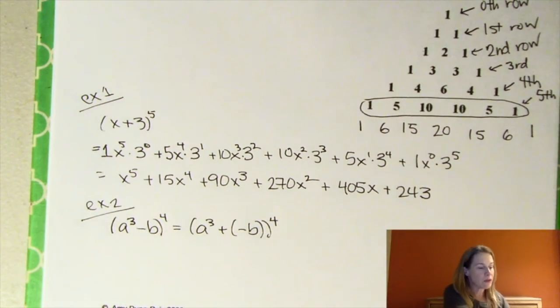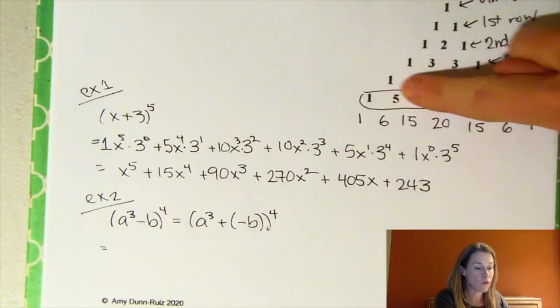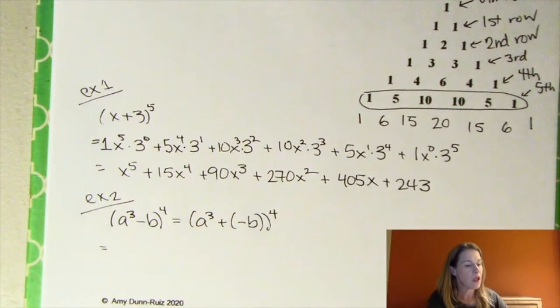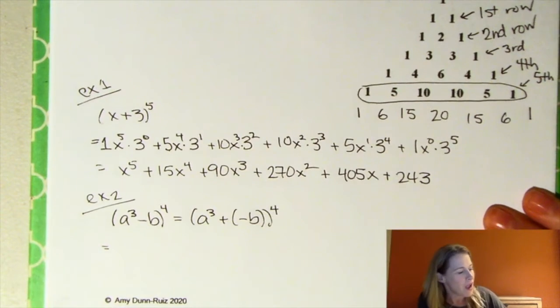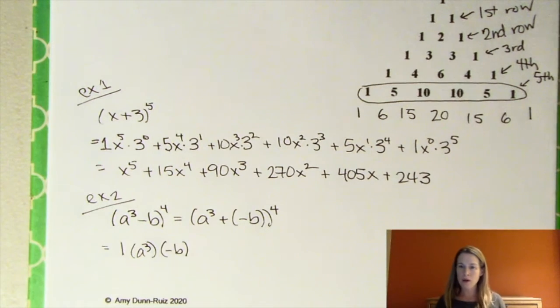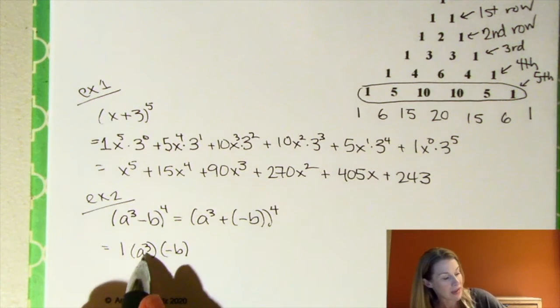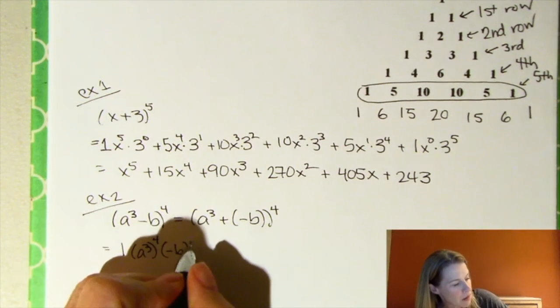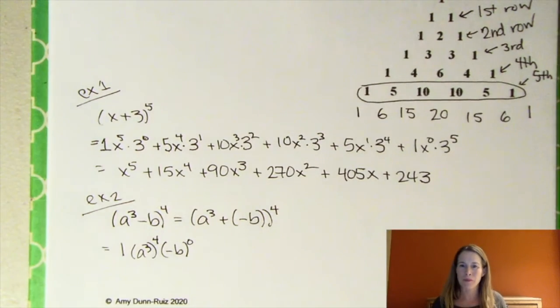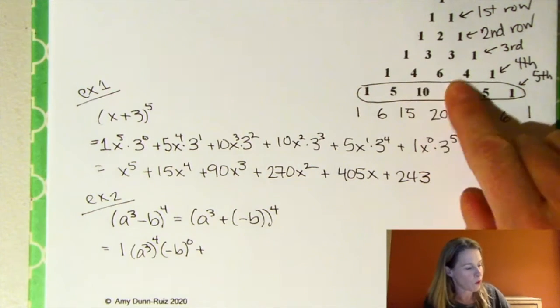Because then the process that we did up on this problem, it follows exactly the same way, right? So I have 4th power, so that means I'm going to go to the 4th row, 1, 4, 6, 4, 1. There you go. And those are going to be my coefficients. First term has a coefficient of 1, and then I have an a cubed and a negative b. Remember, the powers have to add up to 4 on each of these new terms. So I'm going to have on my a cubed, my power will be 4, and my negative b will have a power of 0.